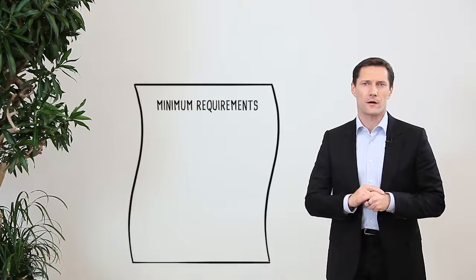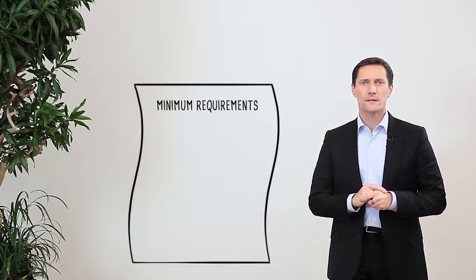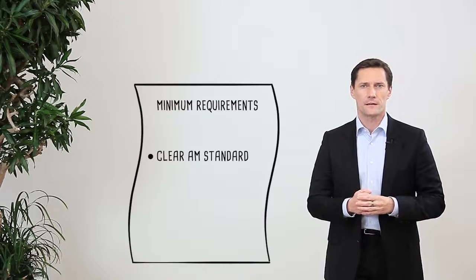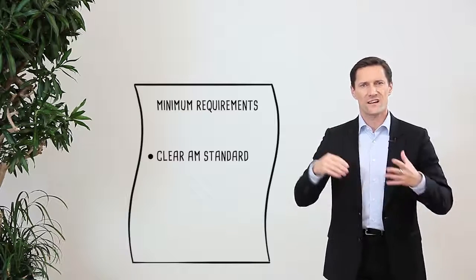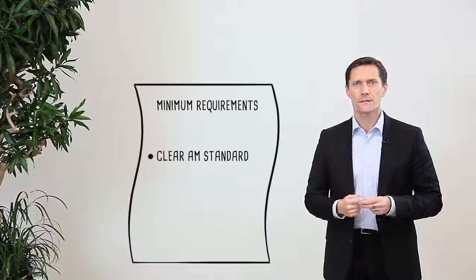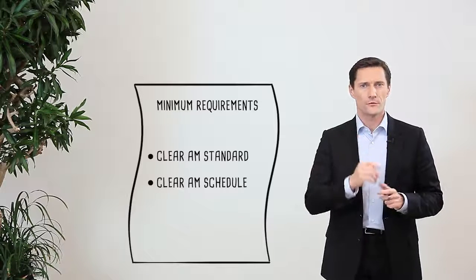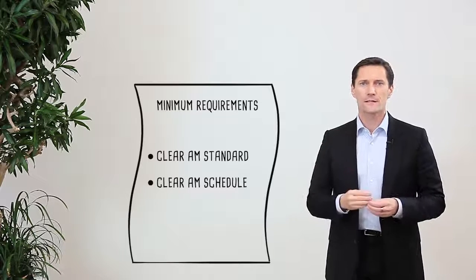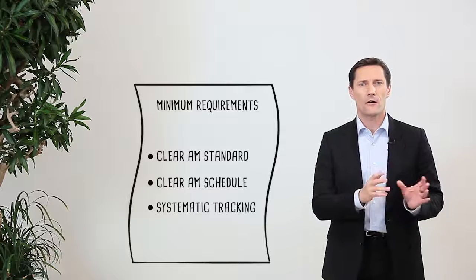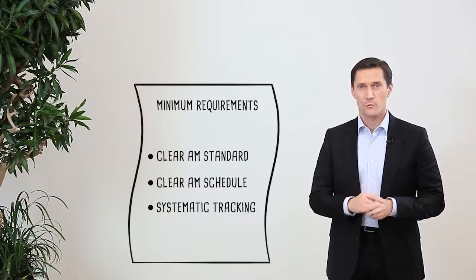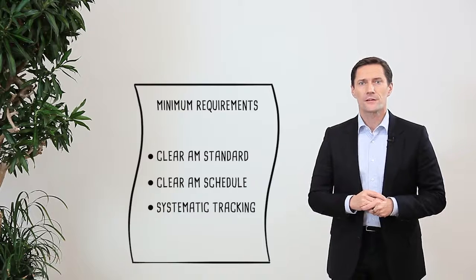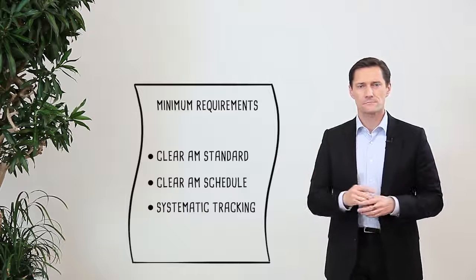There are some minimum requirements to do that. The first thing you need is clear autonomous maintenance standards, showing what to do and how to do. The second thing is you need a clear autonomous maintenance schedule, showing when to do it. And the third thing is a systematic tracking of found and fixed abnormalities, which reflects finally the continuous autonomous maintenance work of the team.